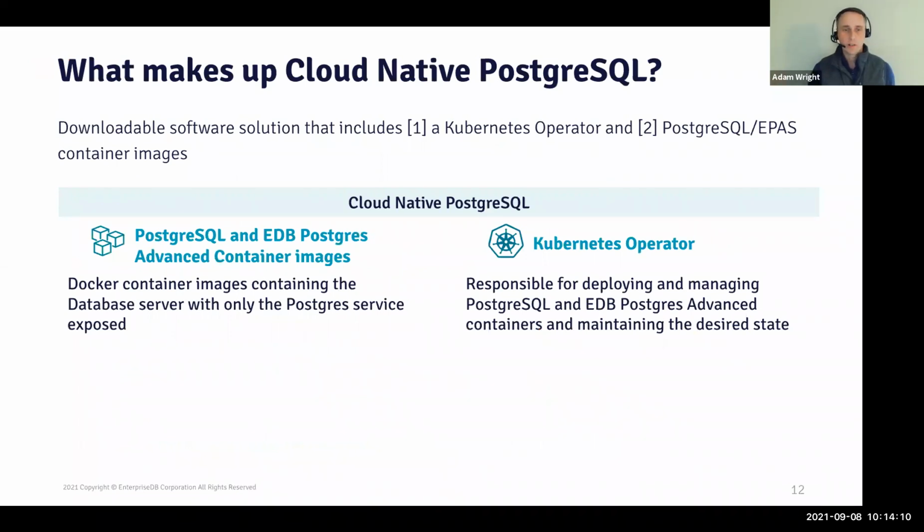So when I say Cloud Native Postgres, what is it actually? Well, it's PostgreSQL and EDB Postgres Advanced images. These are Docker container images containing only the database server software, and the Kubernetes operator for deploying the database server software that runs. So the operator and the operands.